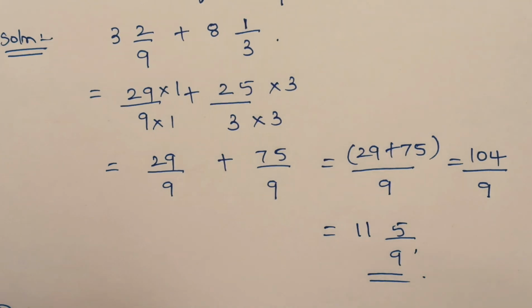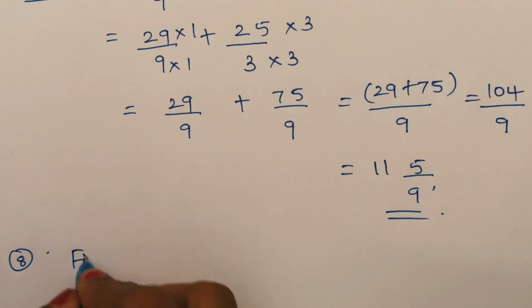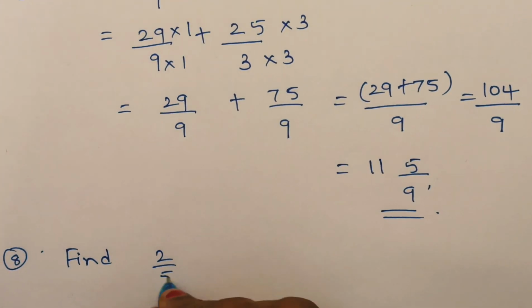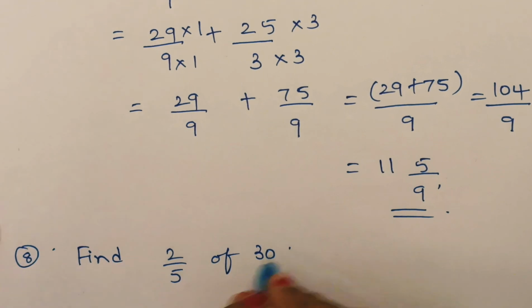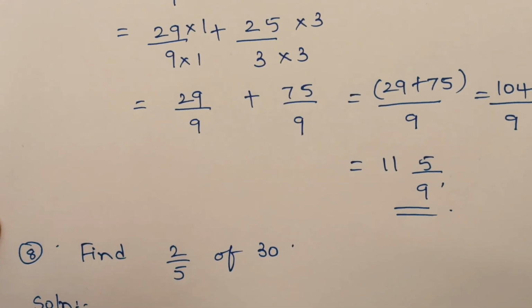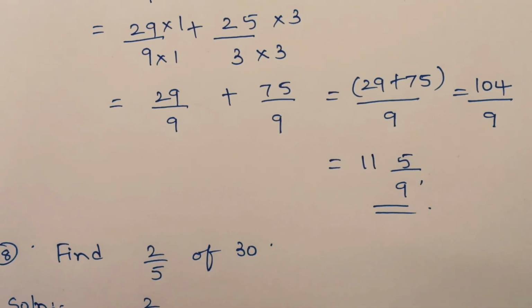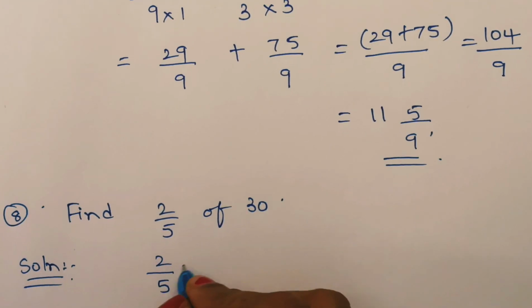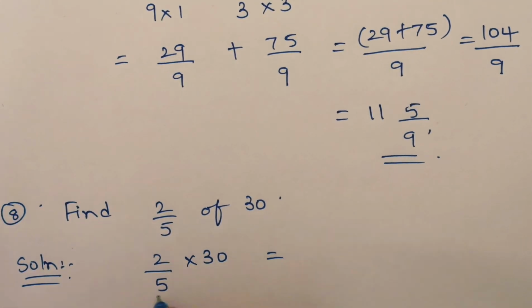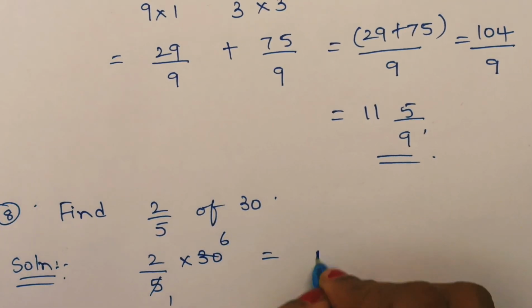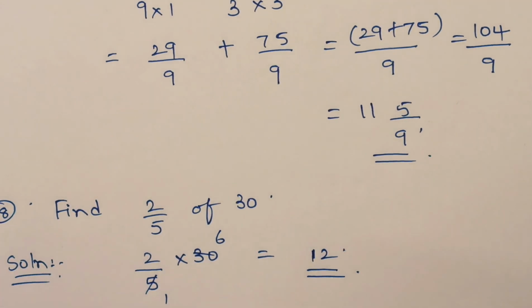Let's switch to 8th question. Find 2 by 5 of 30. Of represents what? Multiplication sign. 2 by 5 into 30. So 5 ones are 5, 5 sixes are 30. So your answer is 12.